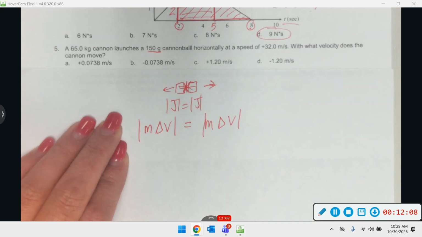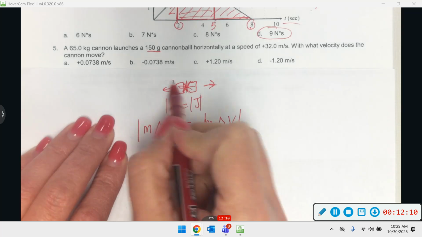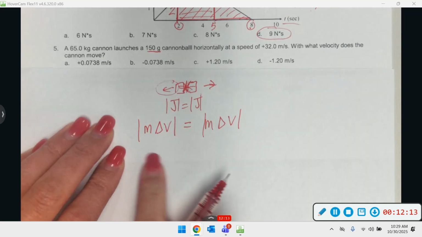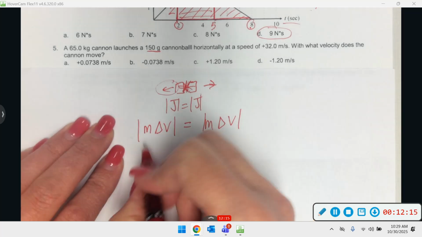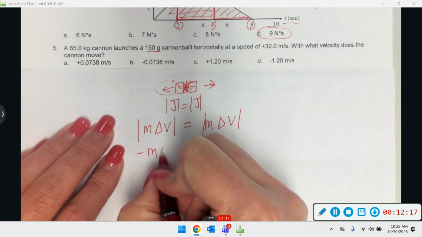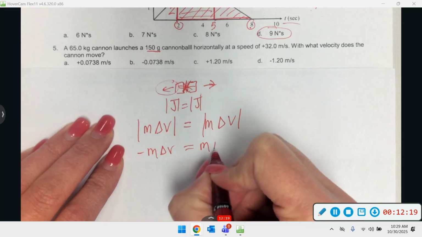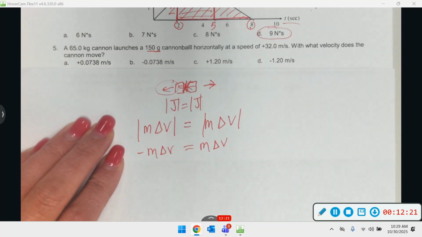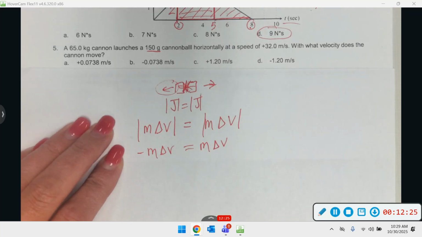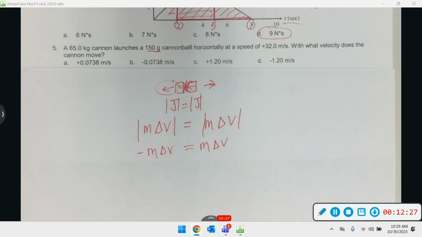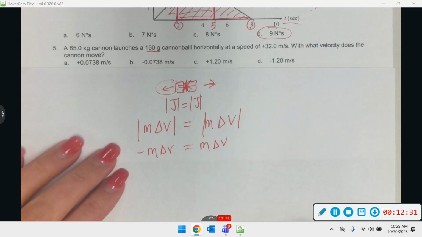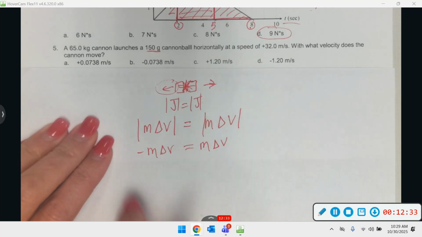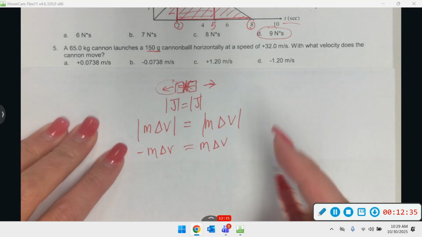Now, I do want to put signs on this. I'm going to call this one negative. So whenever I do this, I'm going to say negative m delta v equals m delta v. Because they're equal in magnitude, but they are opposite in direction, so one of them is negative. You need to make sure that you indicate that. Okay, so with all that in mind, let's go ahead and take a look. And actually, we probably don't need the negative because it's in the question, but I just wanted to point that out.